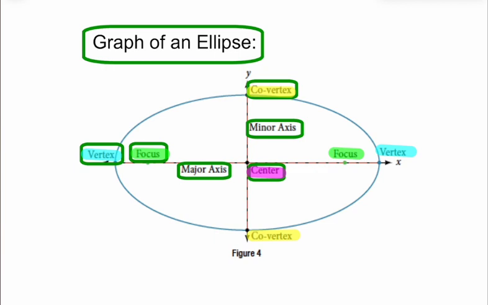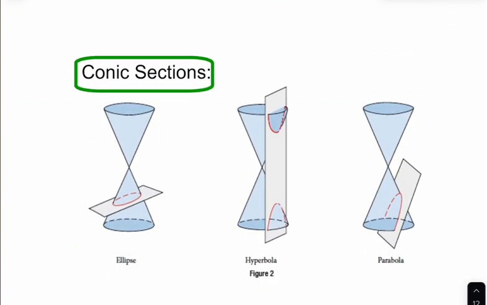You call the ones along the major axis the vertices. You call the ones along the minor axis the co-vertices. It depends upon which way it's laying, but as we go, you'll see how those work.